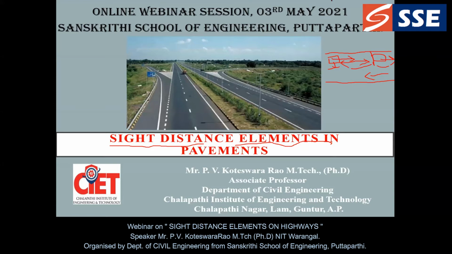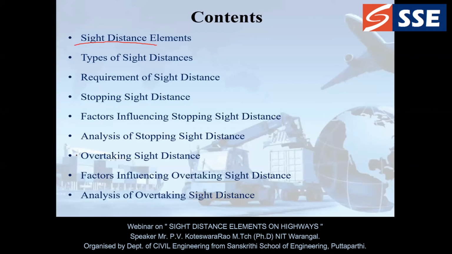So these are the contents of my presentation: sight distance element, types, the requirements of sight distances, and stopping sight distance. In that we are having the factors influencing and analysis of stopping sight distance. Another one is overtaking sight distance, and again in this I am having the factors and analysis. So let us see the content one by one.